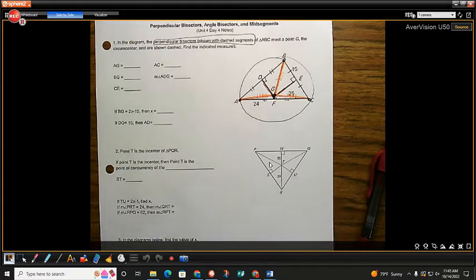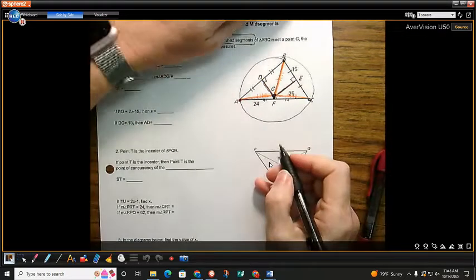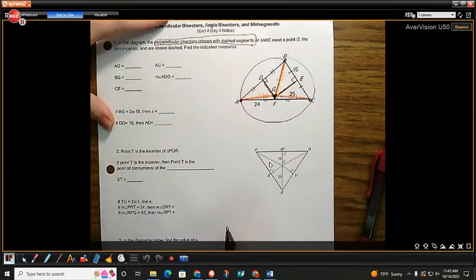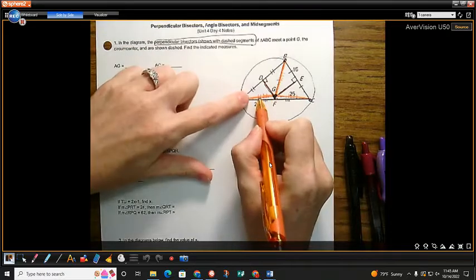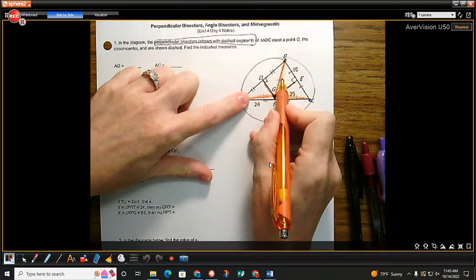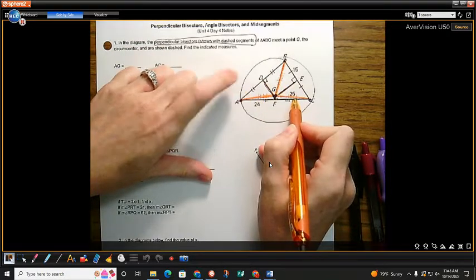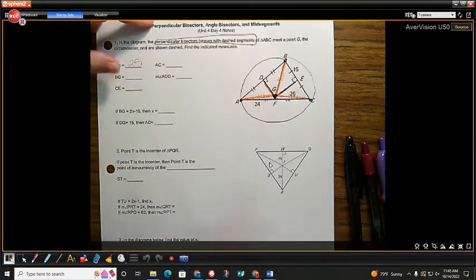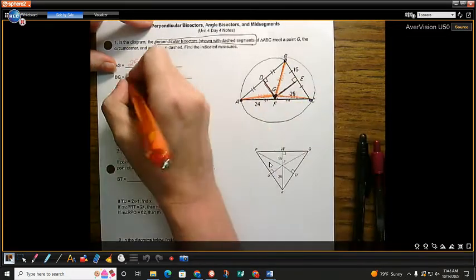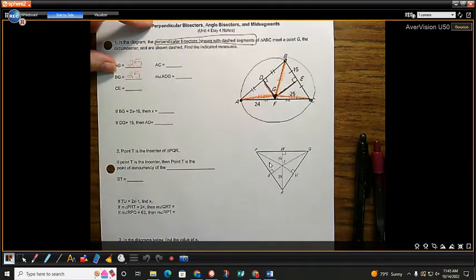Well, now we can figure out everything it asks for. Is this easy? Okay, so I need to find AG. How big is AG? It doesn't have a number here, but look, it's congruent to this guy and congruent to this guy. So how big is AG going to be? It's going to be 25. How big is BG going to be? It's another one of those radii, so it will also be 25.